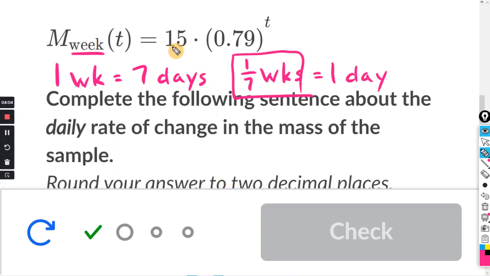So this number here, we can ignore it. We just want to see what it's multiplied by each time. So this is going to be 0.79 to the power of 1 over 7. I plugged in 1 day in place of T, but that's 1 over 7. So on the calculator, 0.79 to the power of 1 over 7.